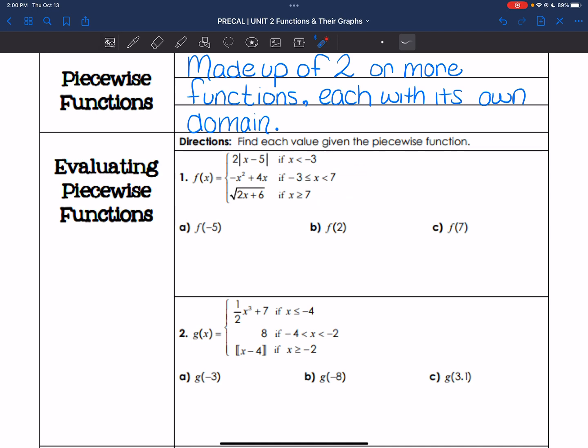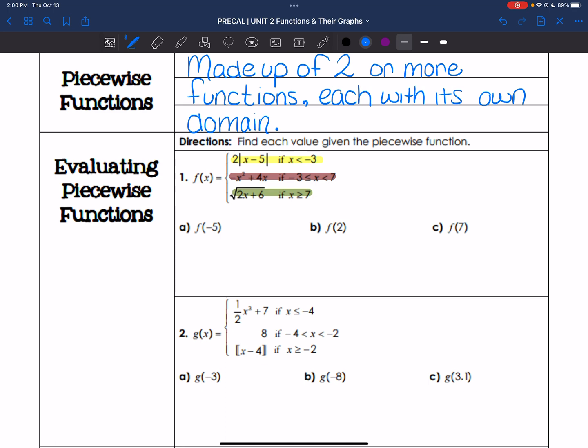unique domain. And so what I want to begin by doing is just identifying, based on what value, which piece we would be looking at. So let's begin to find each value given this piecewise function, f of x. For this first function, I want to go ahead and highlight the different portions here. If you have a highlighter, please do the same. And now that they're highlighted, let's begin to talk about these different pieces.